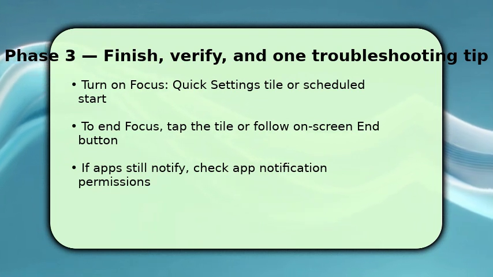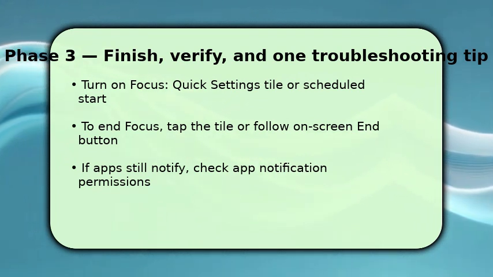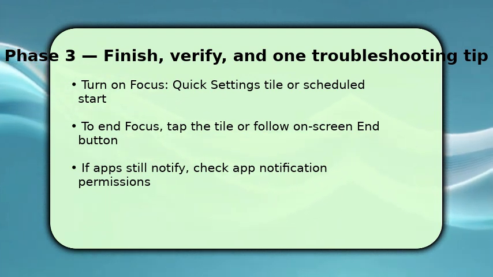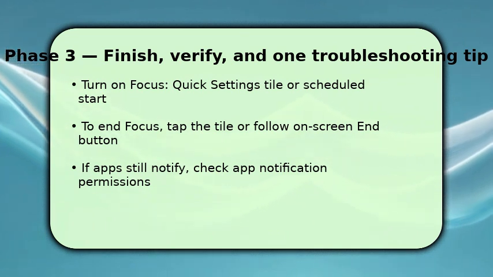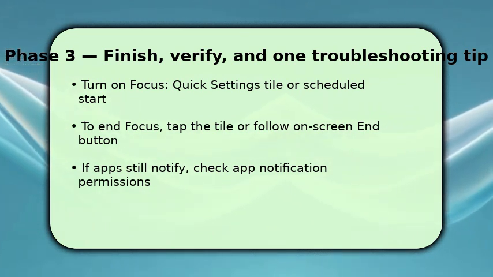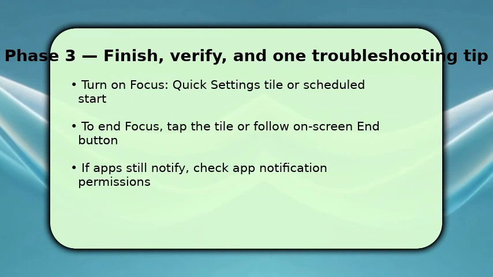If you still get alerts, make sure you didn't grant that app notification permission or whitelist it as an exception. Also verify battery optimization or third-party lock screen apps aren't bypassing focus. If problems persist, restart the device and recheck Digital Wellbeing settings.